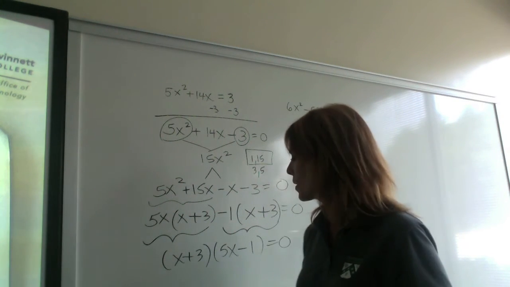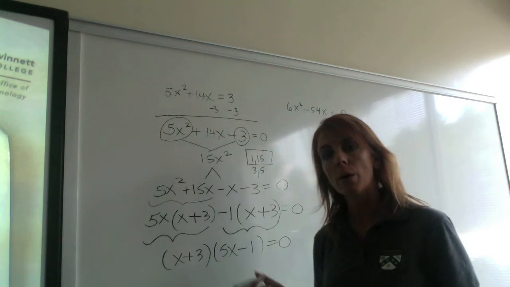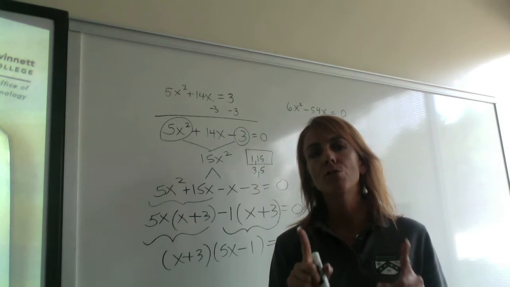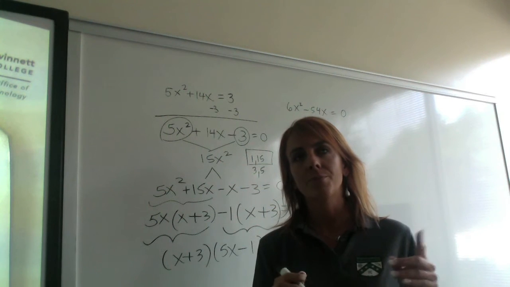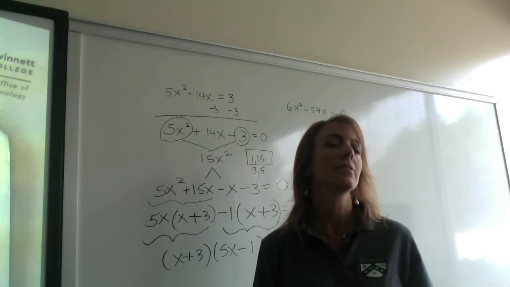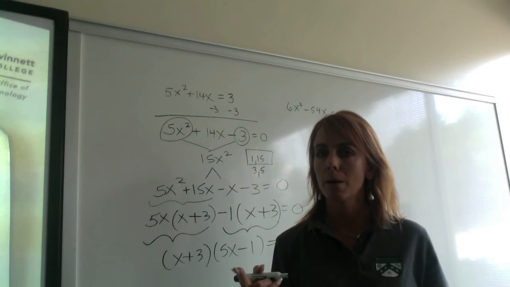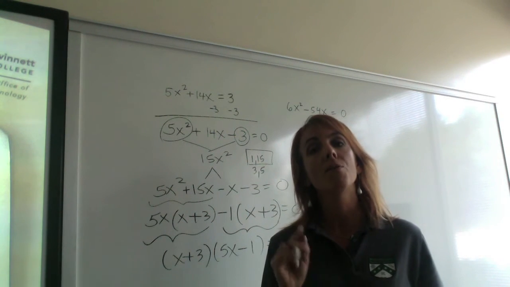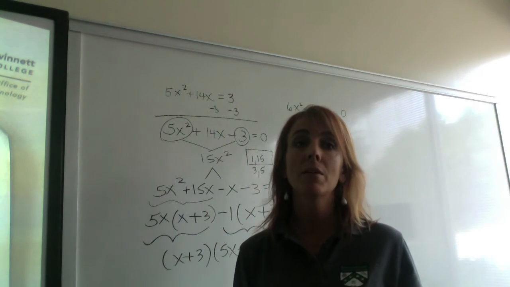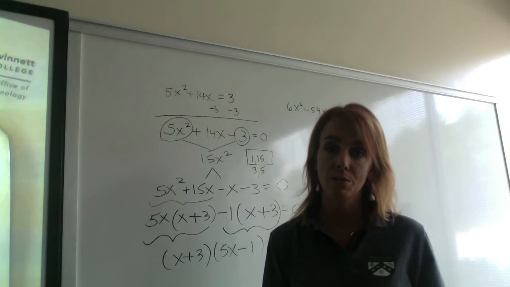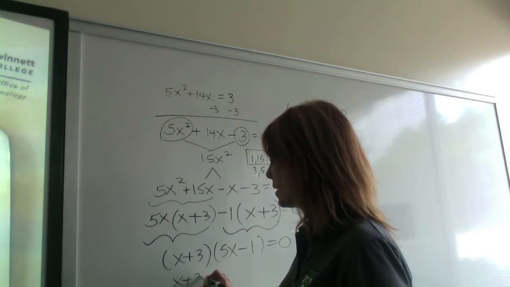And we have to do it for each because we think about the zero product property. The zero product property says, if I multiply 2 factors together and I get a result of 0, then one or both of those factors must be 0 itself. That's the only thing that you can multiply and get a result of 0. So I'm going to take this x plus 3 and set it equal to 0. And I'm going to take the 5x minus 1 and also set that equal to 0.